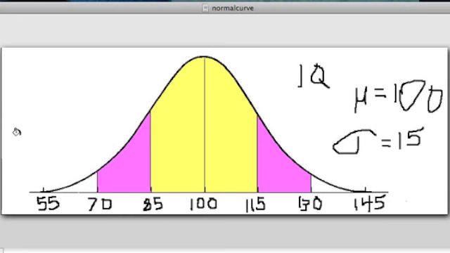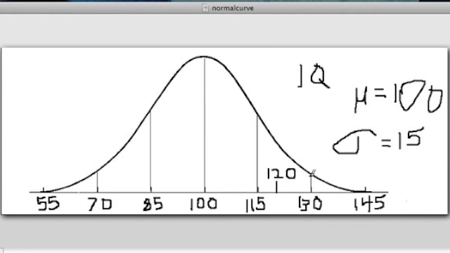Okay, but what happens, let's delete these, if someone has an IQ score of 120? Right here. 1, 2, 0. That doesn't fall evenly on a standard deviation, does it? It's not +1 and it's not +2, it's somewhere in the middle. But because this curve is curved, we can't just do a simple mathematical formula to figure it out.